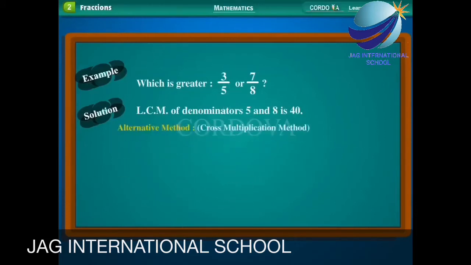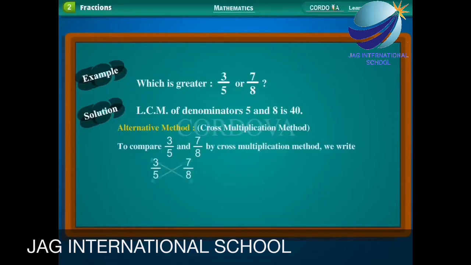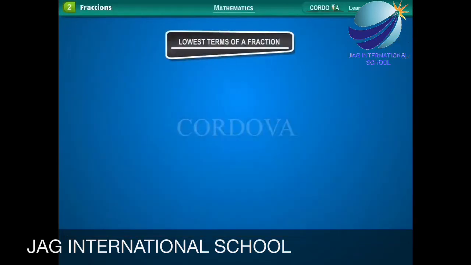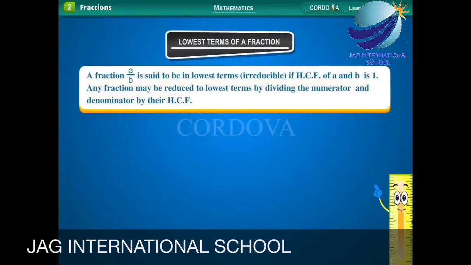Alternative method: cross multiplication method. To compare 3 upon 5 and 7 upon 8 by the cross multiplication method, we write 3 upon 5, 7 upon 8. Cross: 3 into 8, 7 into 5, 24, 35. Since 35 is greater than 24, hence 7 upon 8 is greater than 3 upon 5. Lowest terms of a fraction. A fraction a upon b is said to be in lowest terms, or irreducible, if the HCF of a and b is 1.